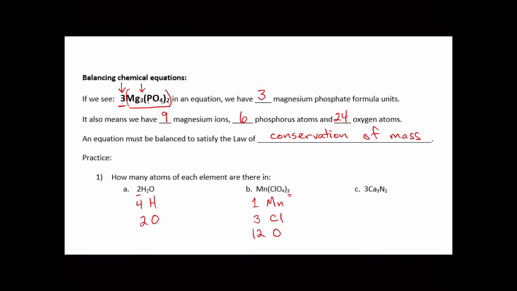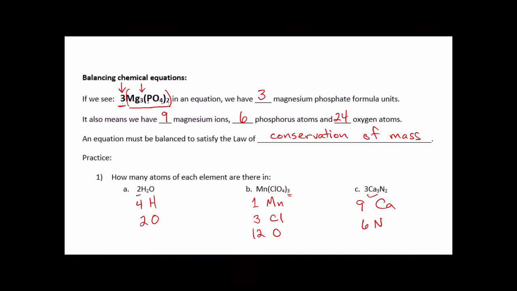And then finally with this last one, my calciums, again, multiply subscript by coefficient. 3 times 3 is 9. And do the same thing for nitrogen. So 2 times 3 would be 6. So 9 calciums and 6 nitrogens.